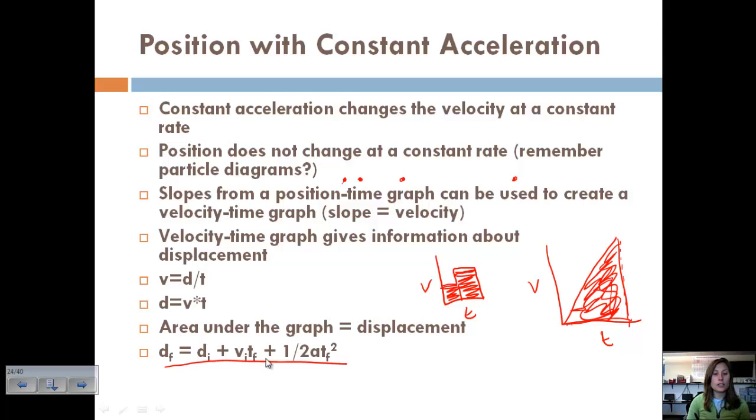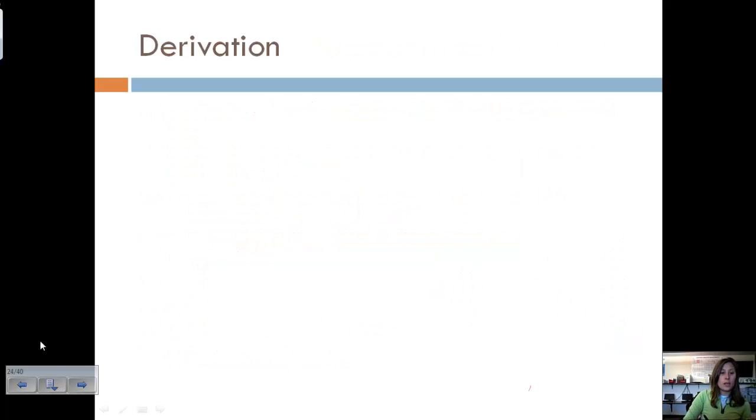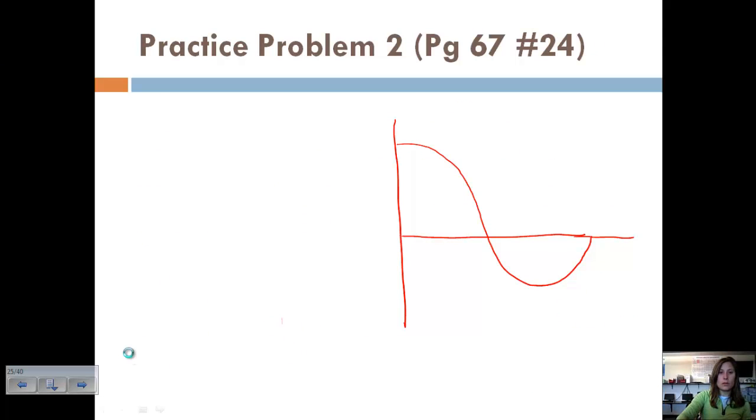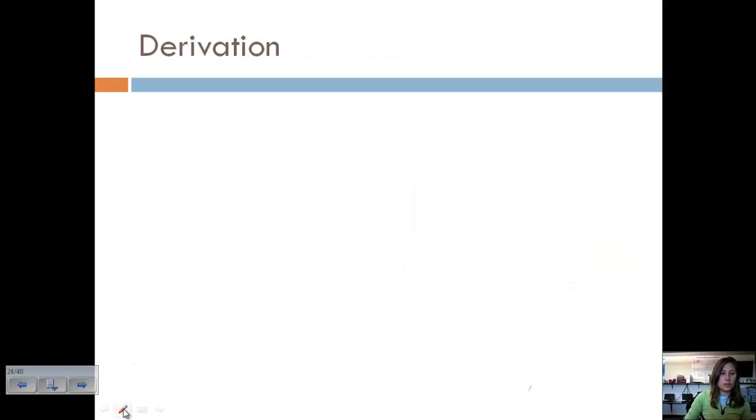Alright, so you can put this equation on your note card, and I'm also going to show you how to derive it using the velocity equation and the acceleration equation. Okay, so, whoa, what is going on here? Alright, first thing we want to do is write out what we're trying to get. So, d final equals d initial plus v initial t plus 1/2 a t squared.